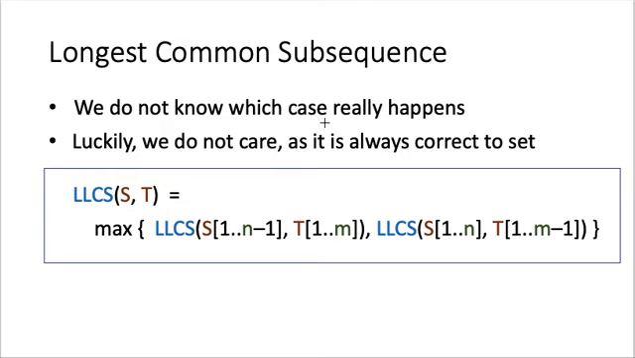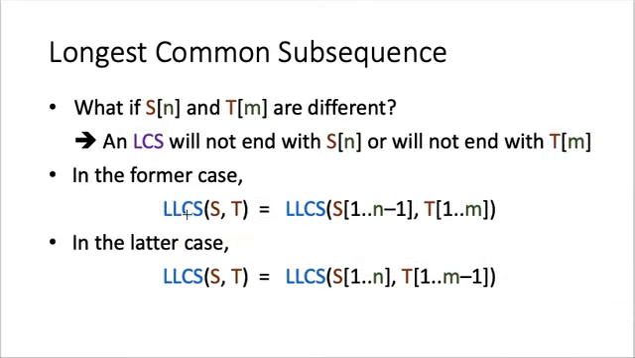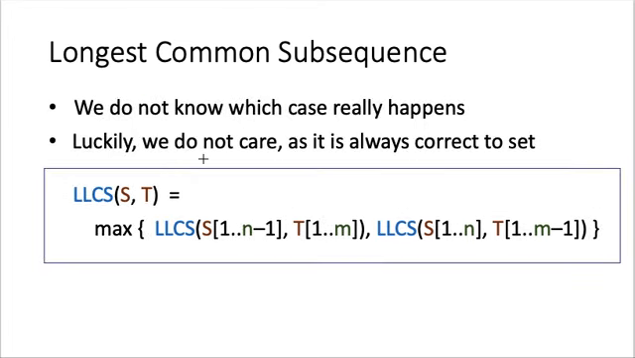However, we do not know which case really happens because we do not know any information about this LLCS or LCS. But we do not need to worry because LLCS of S, T is always the maximum of these two cases, right? We can just compare whichever gives us a longer LCS. Then the longer in length will be the length of the longest common subsequence of S and T. So we just get this one and this one and compare whichever is larger.